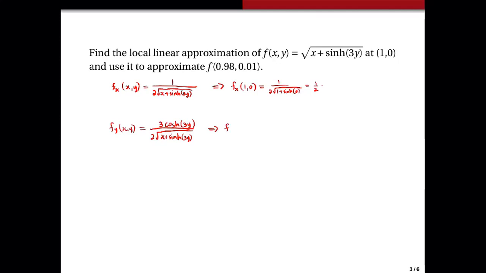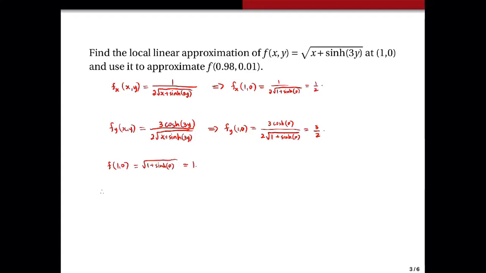Therefore, if we evaluate this at the point (1, 0), we will have 3 cos of 0, and cos 0 is just 1. And then we have here 2 square root of 1 plus sinh 0. So this is simply 3 over 2. And then we also need f of 1 comma 0. This is just 1 plus sinh 0, we take the square root of that, and this is just equal to 1.